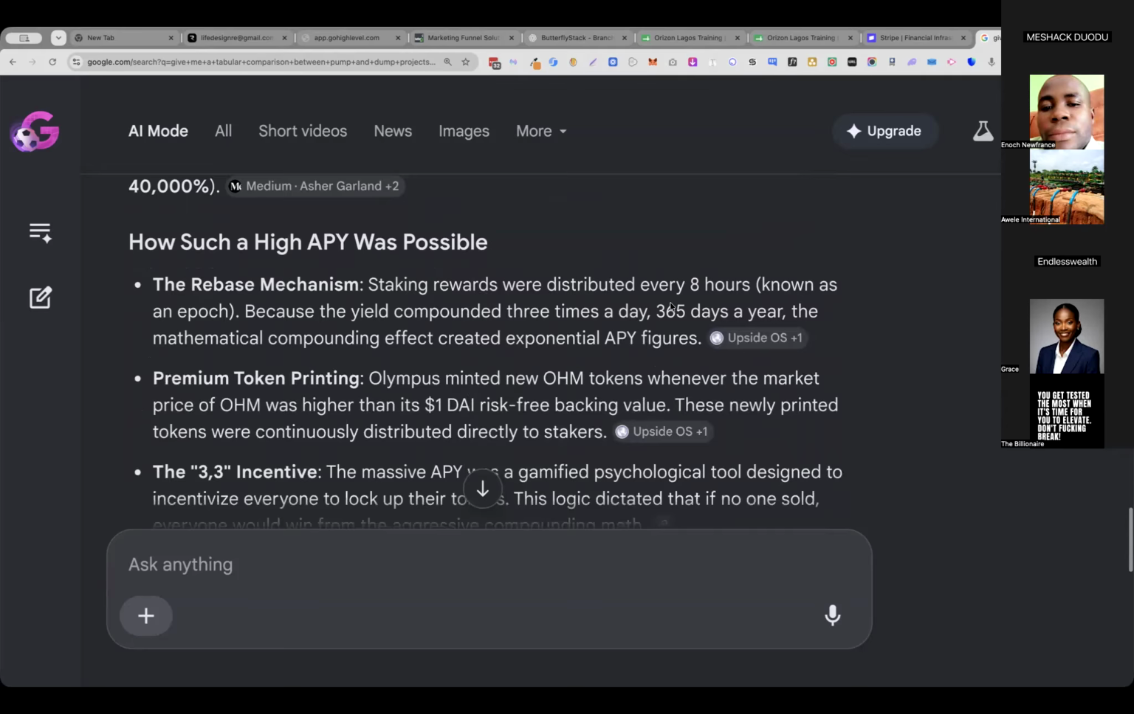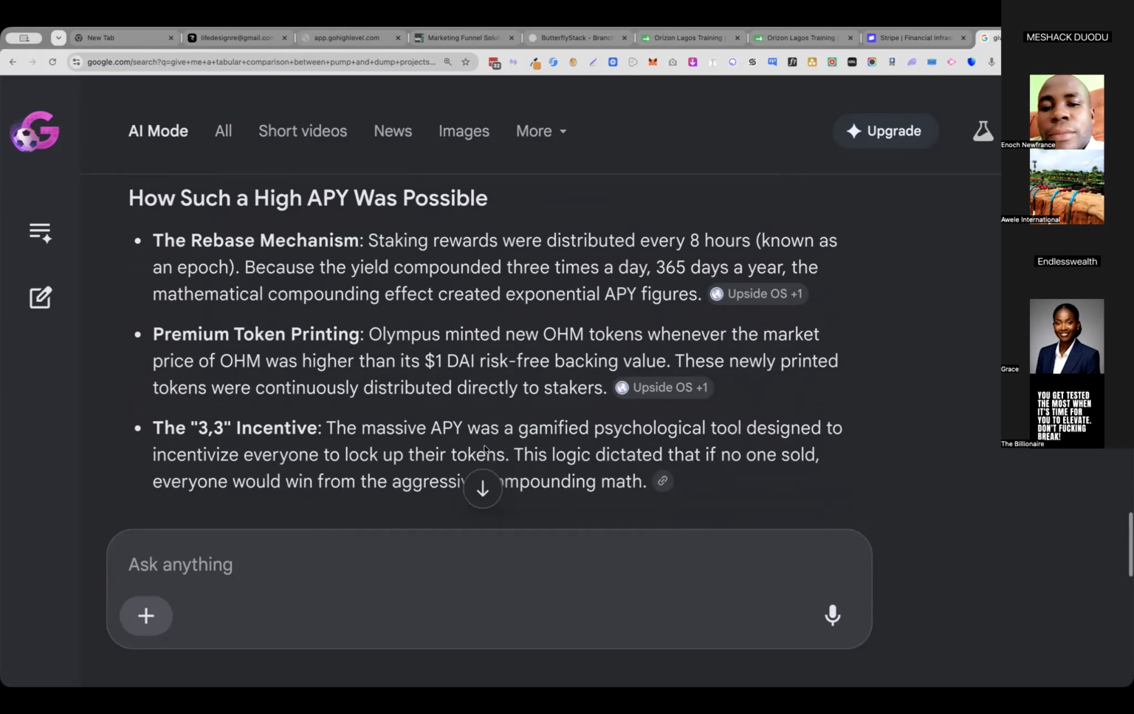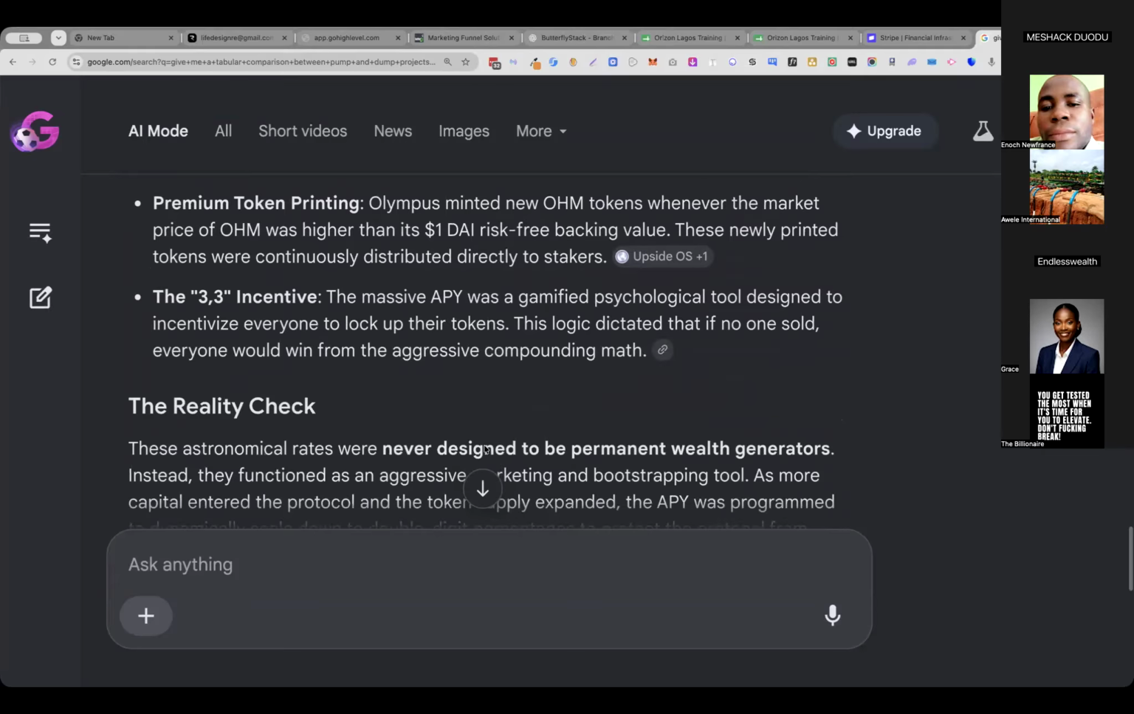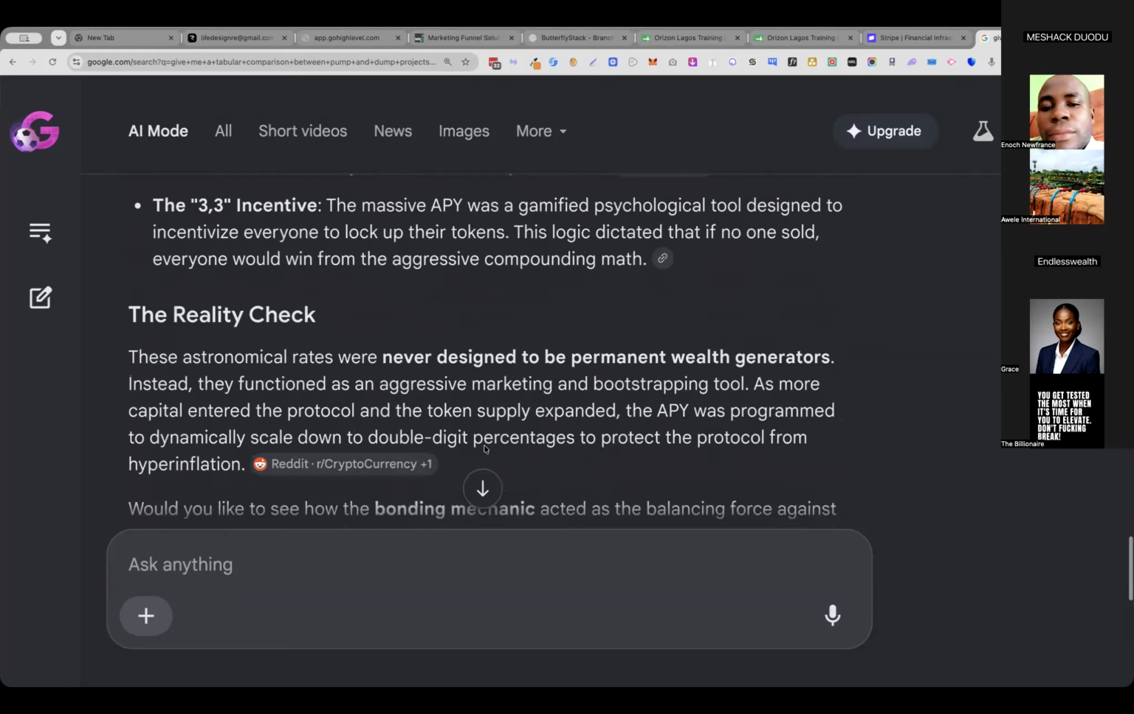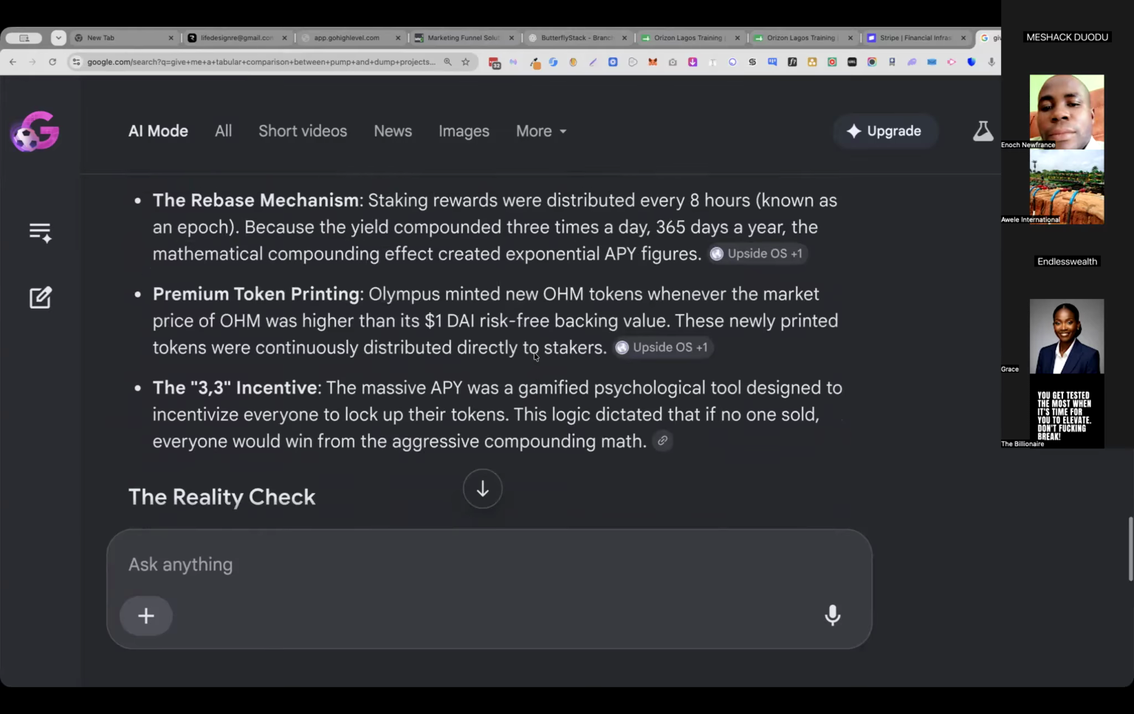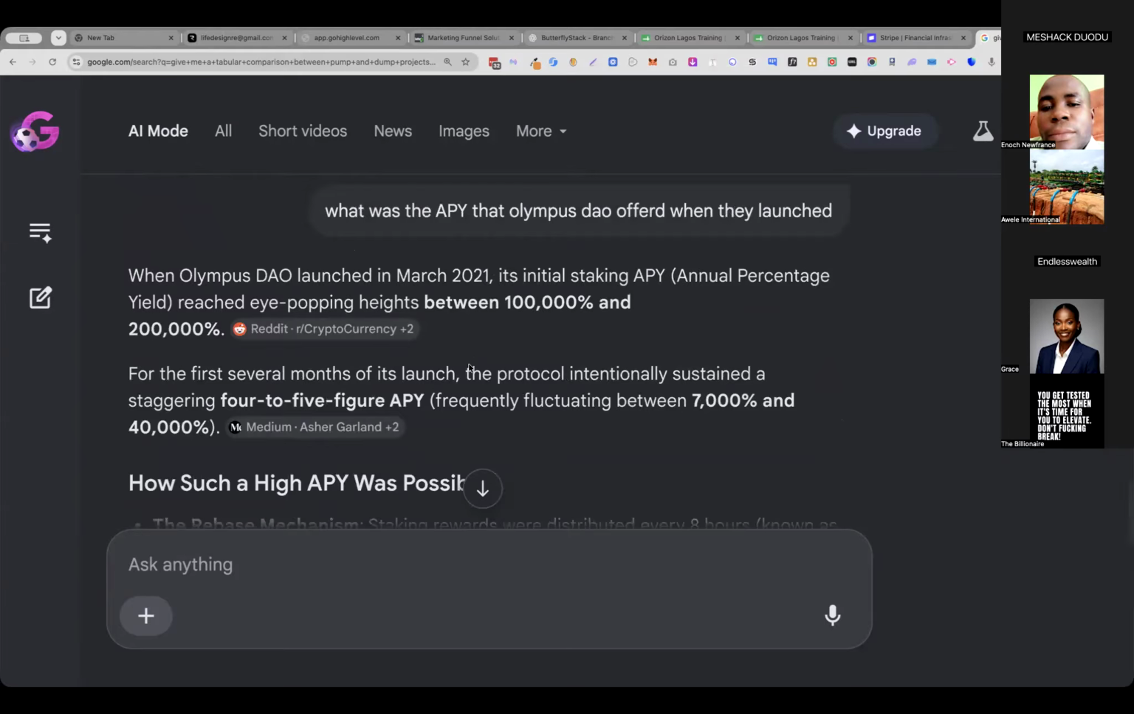Staking rewards were distributed every 8 hours. Okay? It was minting the token. Olympus minted new OHM tokens whenever the price of OHM was higher than its $1 risk-free value. These newly minted tokens were continuously distributed directly to stakers. So this is an interesting project that you can come and check out.